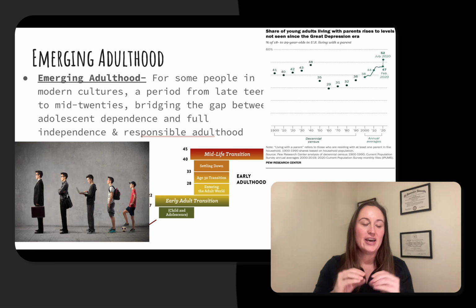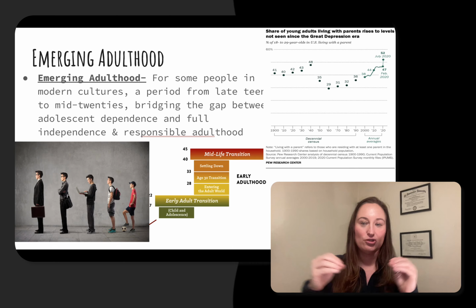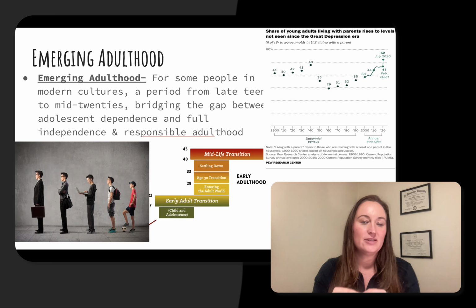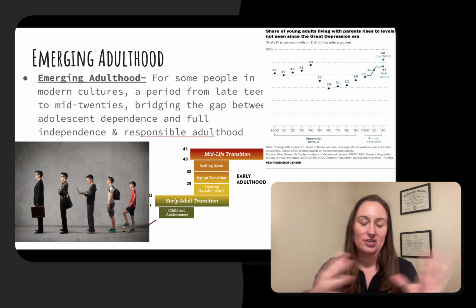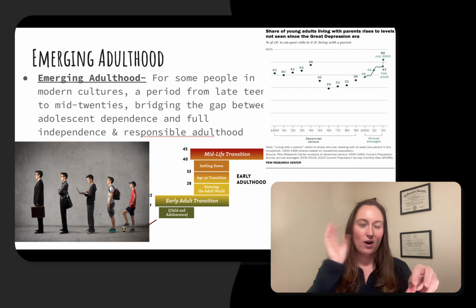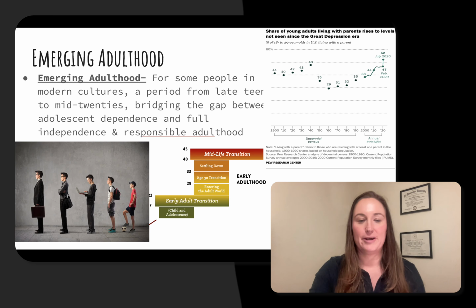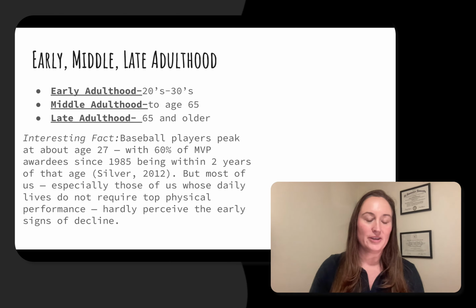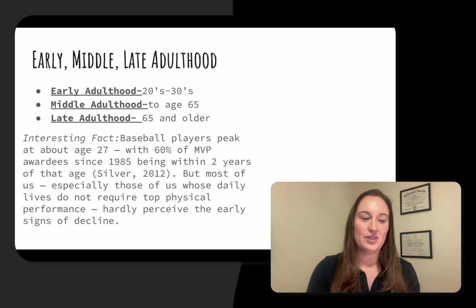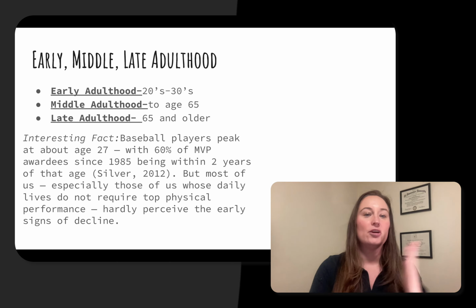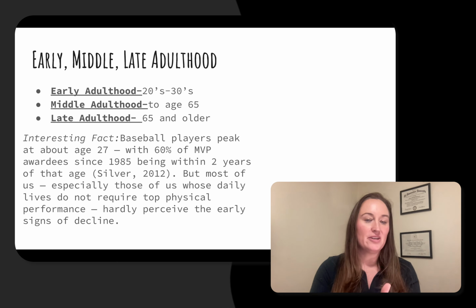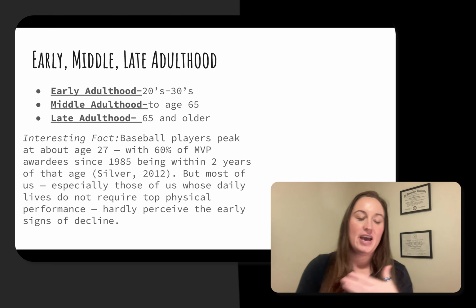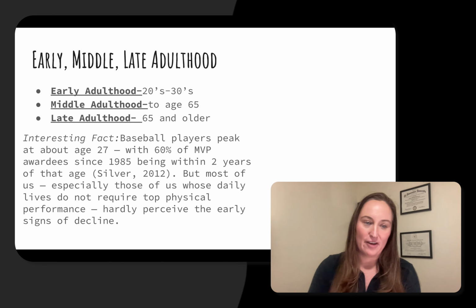But if you're not, and we see this emerging adulthood trend actually expanding from previous generations, then you are in emerging adulthood. It's kind of like this in between. You are an adult, but you're not fully independent. So in the adulthood stages, just real quick, so when I use these terms in class, you'll know what they mean. Early adulthood is 20s and 30s. Middle is 40s to 65, and then late is 65 plus.